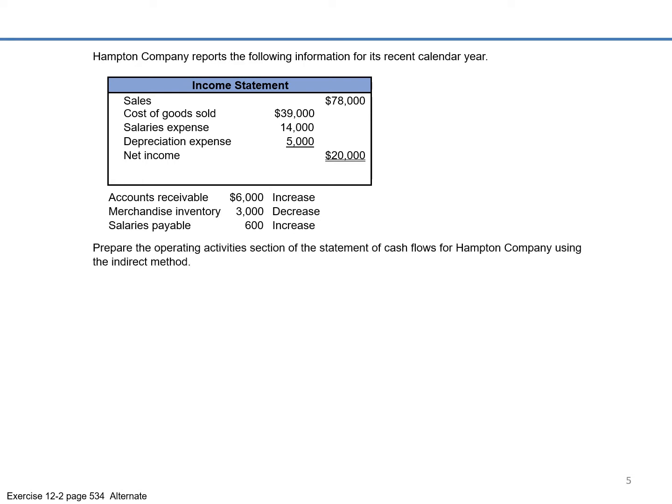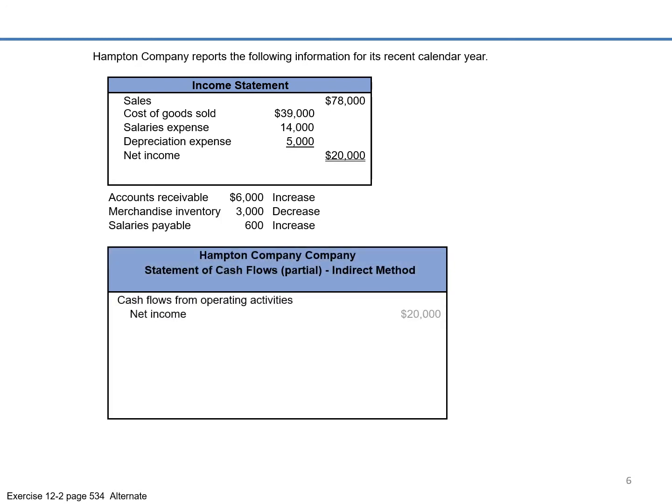All right, so prepare the operating section of the statement of cash flows for Hampton using the indirect method. Under the indirect method, we start with net income, 20,000. They give us that right up here. Adjustments to reconcile net income to operating cash flow. First you have to add back your non-cash items. In this example that is only your depreciation. That's the only non-cash item. So we increase our net income by 5,000.